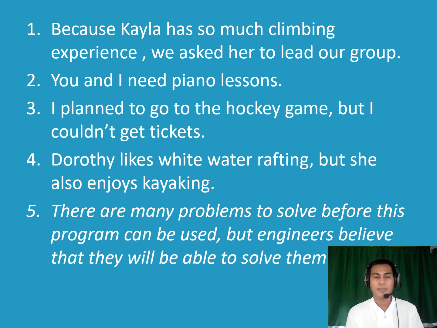Let's check our answers now. 2, you and I need piano lessons. You have there, you and I, 2 actors, 1 action. Need, 1 verb. So that's simple. 3, I plan to go to the hockey game, but I couldn't get tickets. I plan to go to the hockey game, that's 1 independent clause, but I couldn't get tickets. So that's compound. You have here, I couldn't get tickets, that's 1 independent clause. These are now 2 simple sentences connected by but, which is a coordinating conjunction. One of the fanboys, remember, but?